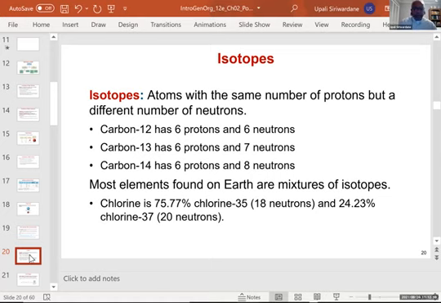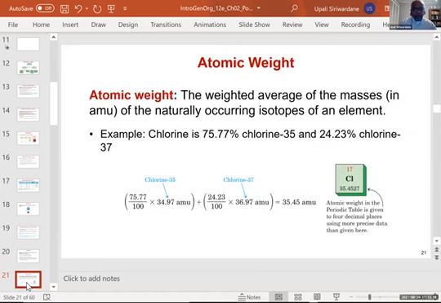The atomic mass reported in the periodic table is the weighted average of masses based on the naturally occurring isotopes of an element. So how do you calculate the average atomic mass? There are two isotopes.